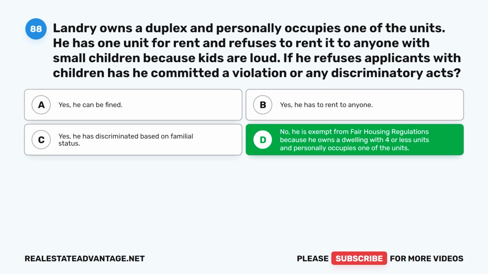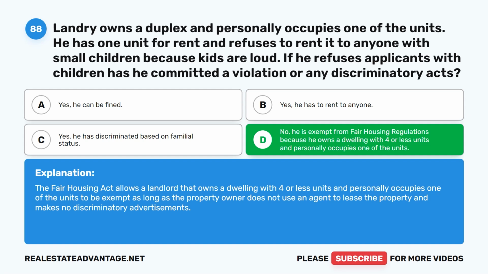No, he is exempt from fair housing regulations because he owns a dwelling with 4 or less units and personally occupies one of the units. The Fair Housing Act allows a landlord that owns a dwelling with 4 or less units and personally occupies one of the units to be exempt, as long as the property owner does not use an agent to lease the property and makes no discriminatory advertisements.